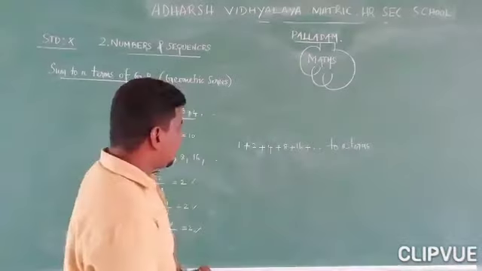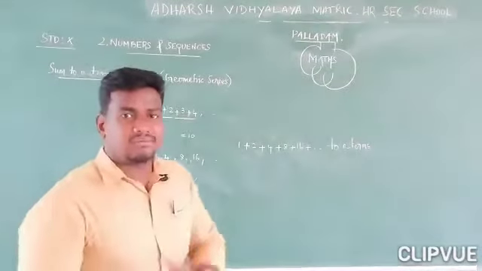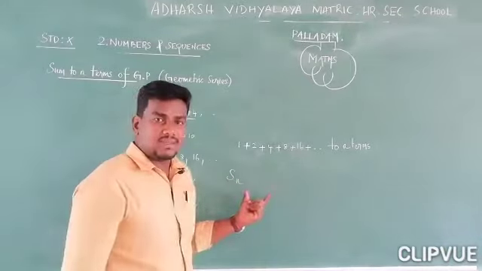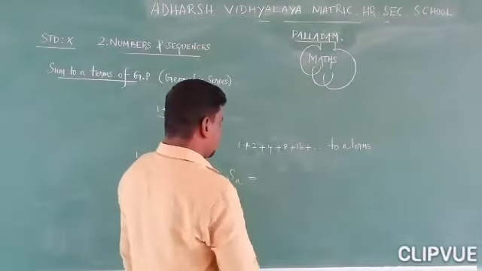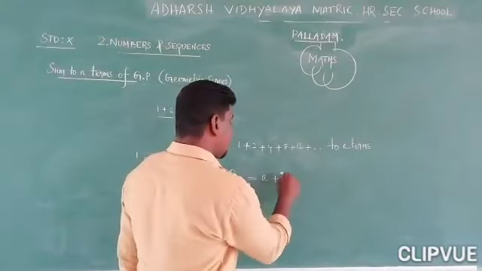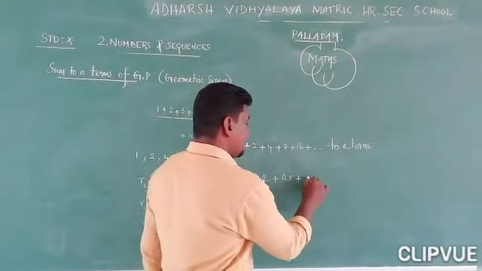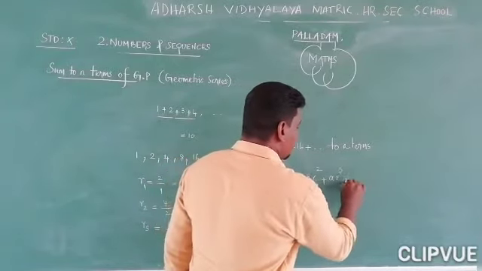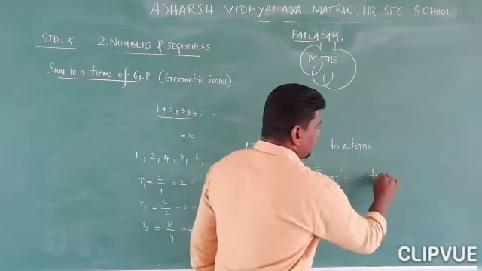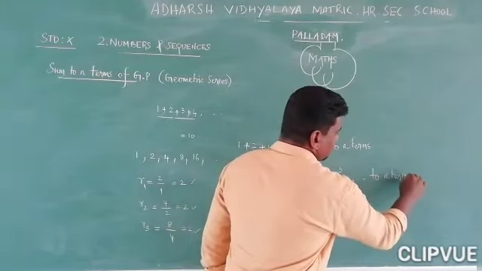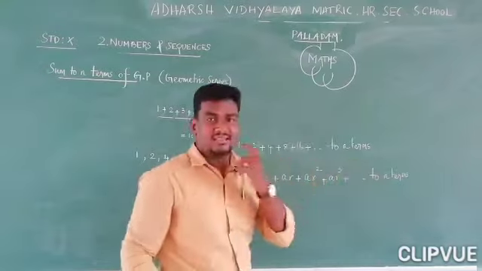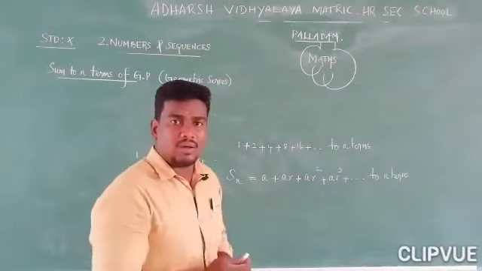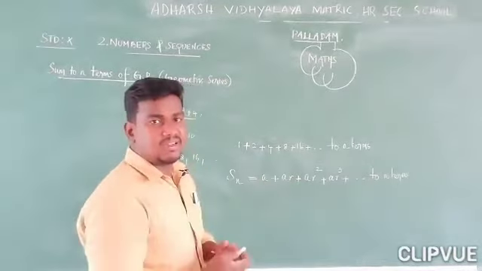First I am going to derive the formula for finding the sum of n terms of the geometric progression. Sn is equal to a plus ar plus ar square plus ar cube and so on to n terms. This series has n number of terms. I am going to multiply it by r on both sides.